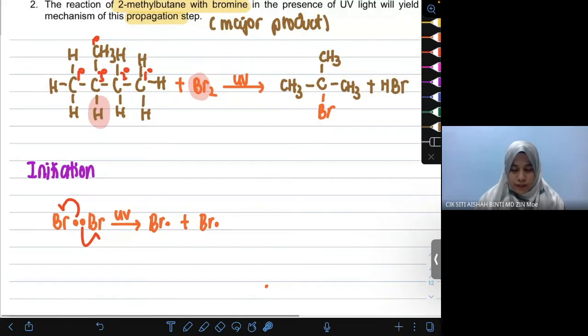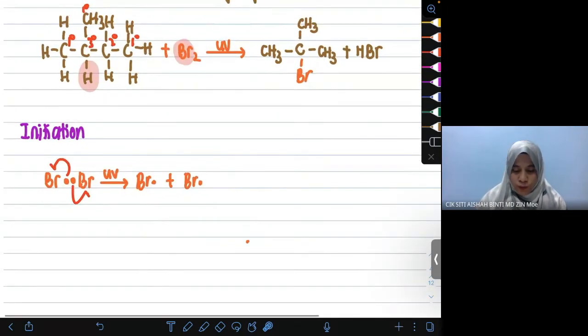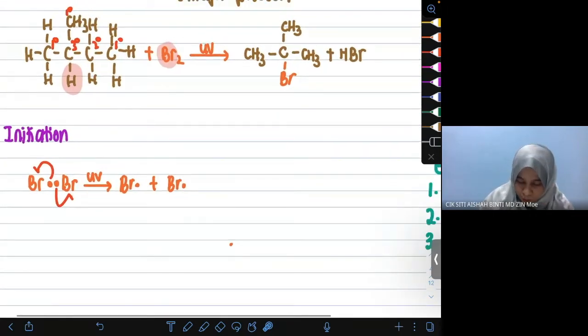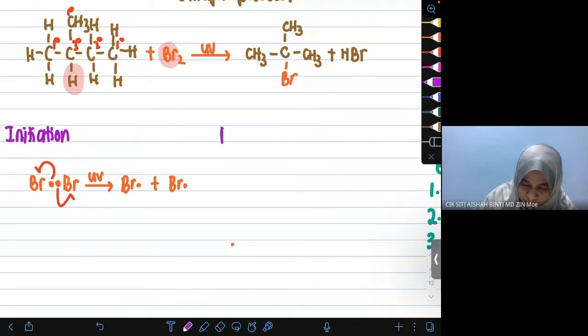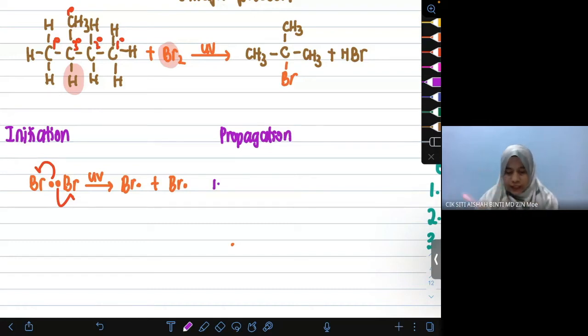Okay, next step. What the question wants is actually our propagation. So we're gonna write down propagation. We have 2 steps. Okay, so first step is actually our bromine ni dia akan kacau kita punya stable compound. In this case kita punya apa nama ni? What do you call that? This is actually our 2-methyl butane.